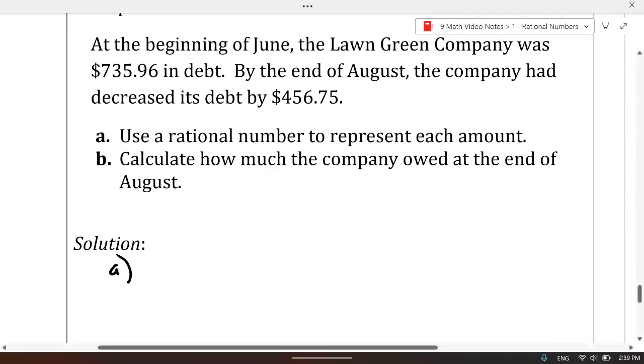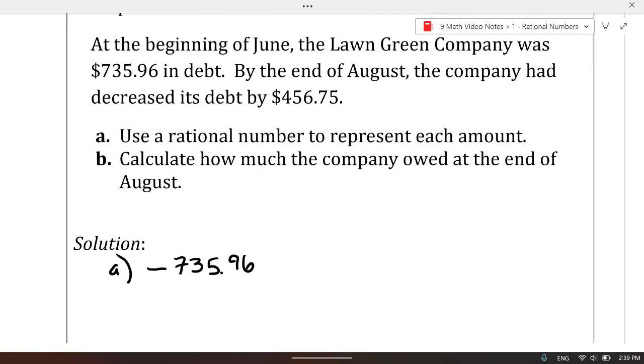So use a rational number to represent each amount. Whenever we're in debt, that's going to be negative. So I'm going to show you an expression that would show what is happening here. They're starting out with negative $735.96.